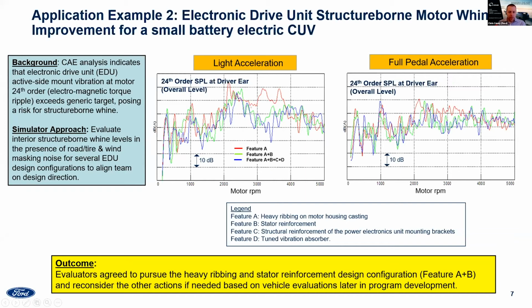So just feature A by itself, which was heavy ribbing on the motor housing, was deemed unacceptable. So this produced unacceptable levels of whine during a light acceleration event. However, when we added stator reinforcement, so features A and B together, the whine noise became acceptable. And so this was selected as the design direction. So features C and D did not appreciably improve the whine noise, and it was decided to reconsider those later if needed.